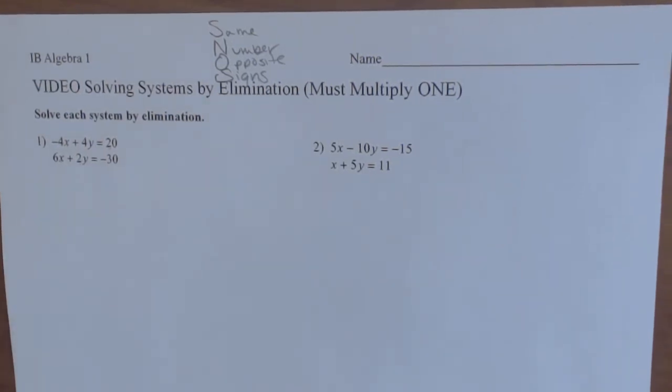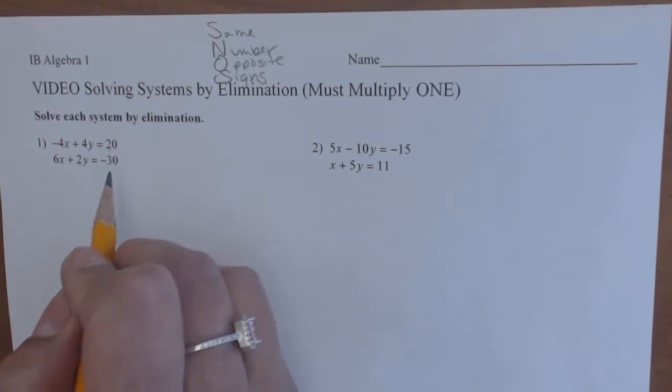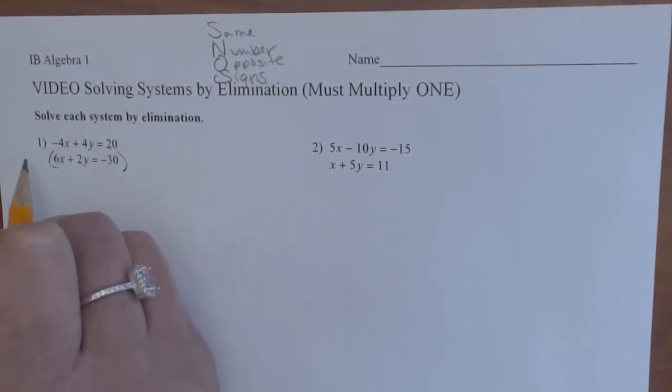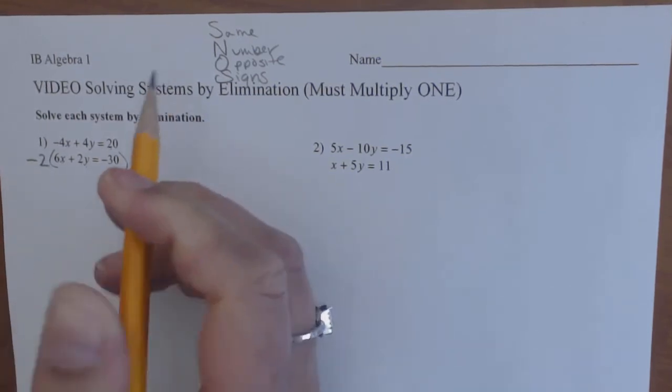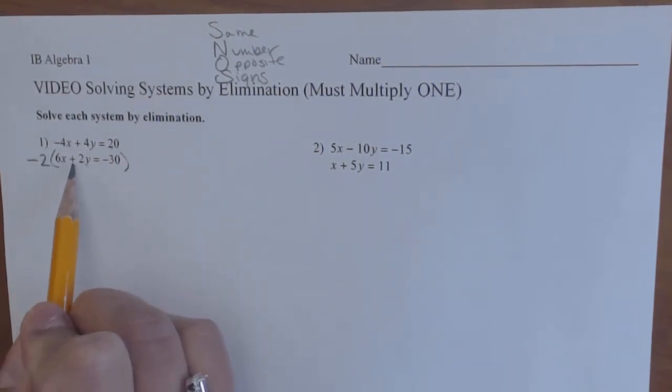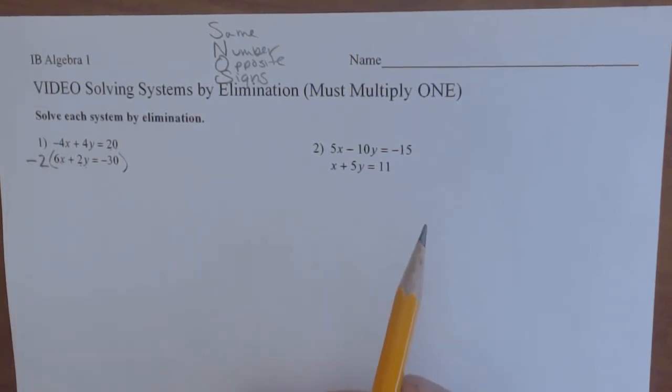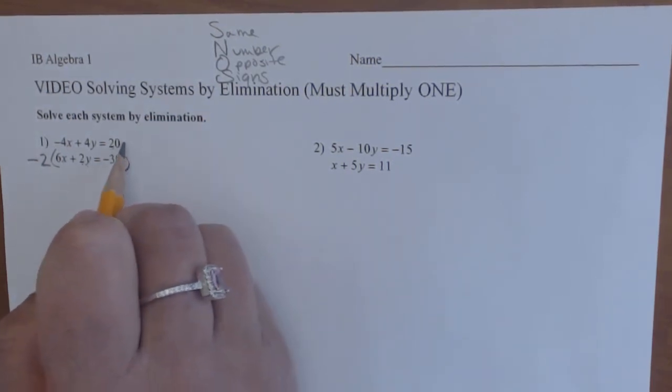This is almost like trying to find a common denominator where you have to multiply in order to get the same number. So what I'm going to do is cross out the y's because I can multiply this bottom one by a negative 2. And when I do that, this negative and this positive will turn a negative. 2 times 2 will be 4. So it's going to turn me into having the same number, opposite signs.